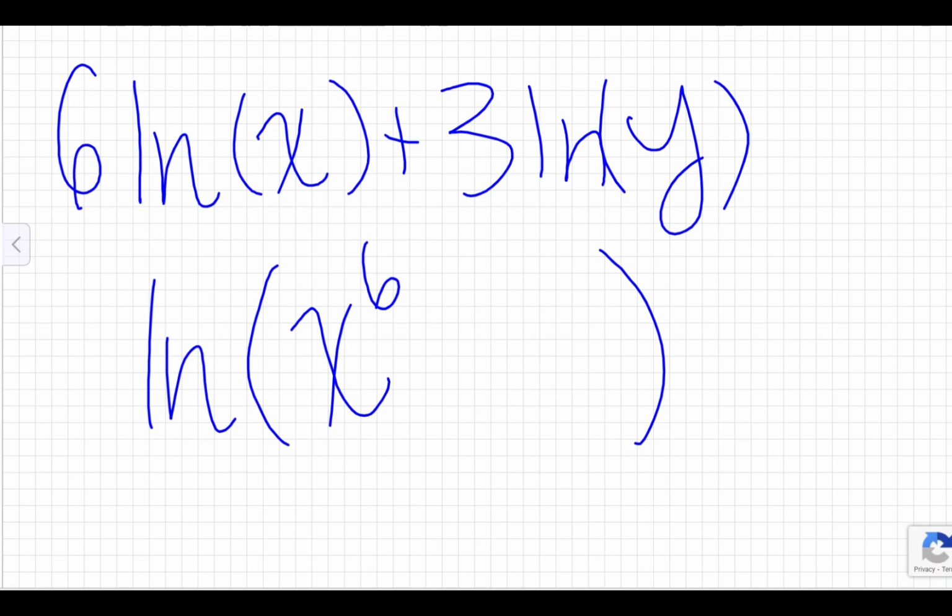Now, it's multiplying because we're adding, so you might want to correlate multiplication with addition and division with subtraction when you're dealing with these logarithm rules. So now we would bring down y, and 3 is the exponent, so we put that. And this is how you condense logarithms.